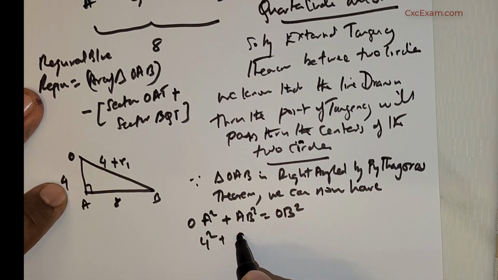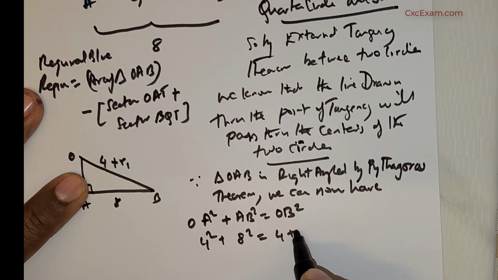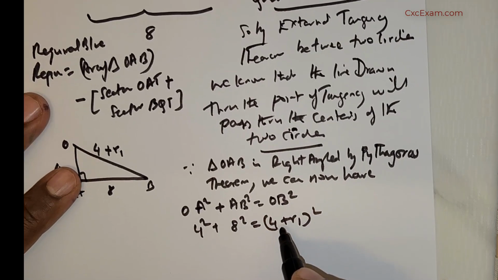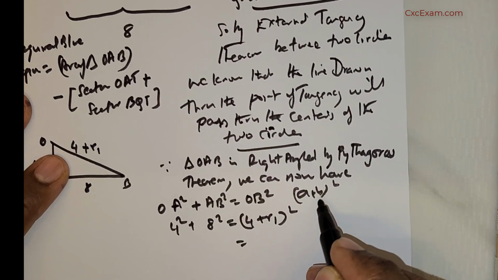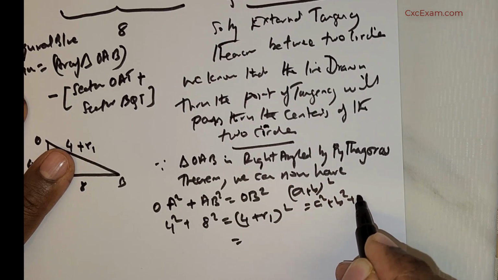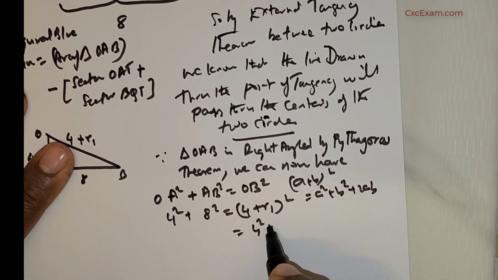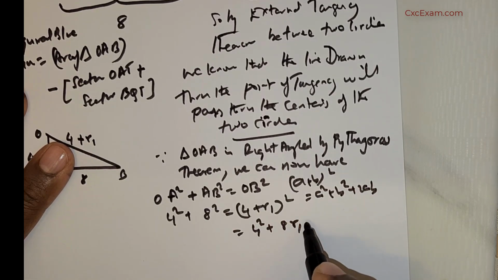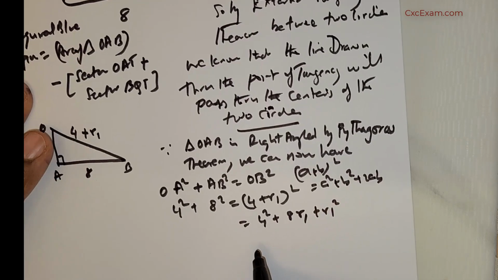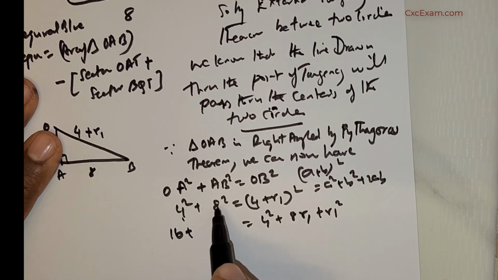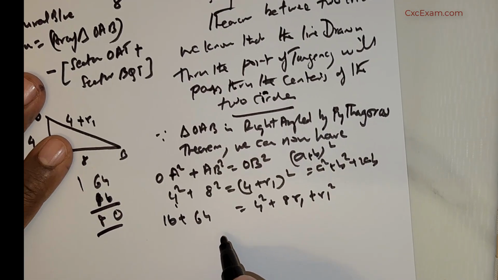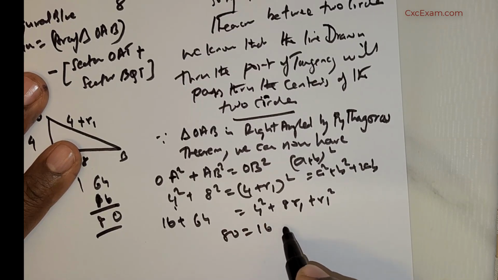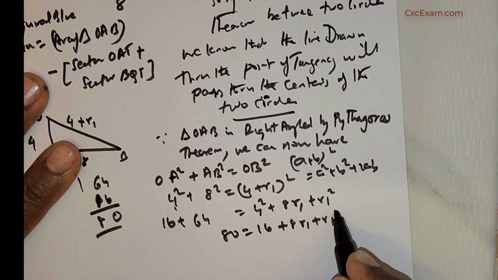This is 4 squared, this is 8 squared, and this is (4 + r1) whole squared. I use the (a + b) whole squared formula, which is a squared plus b squared plus 2ab. This is 4 squared plus 8 times r1 plus r1 squared. Now this is 16 plus 64. So with 64 you add 16, you get 80. You have 80 is equal to 16 plus 8 times r1 plus r1 squared.